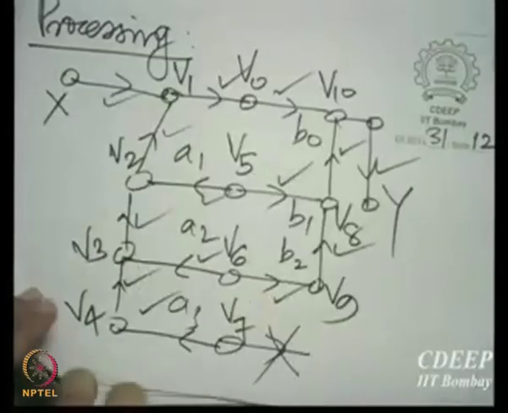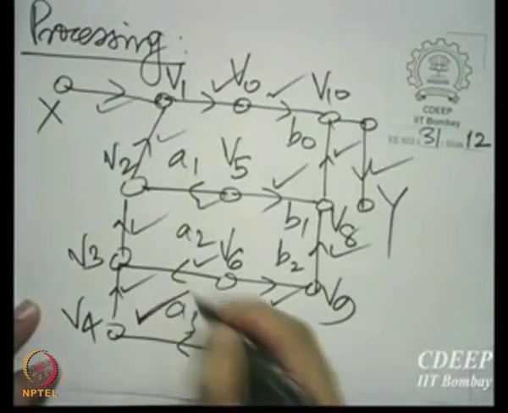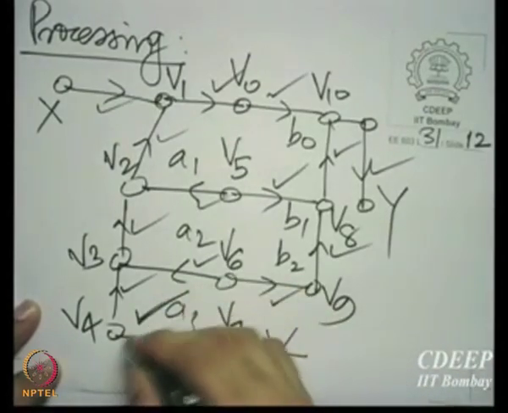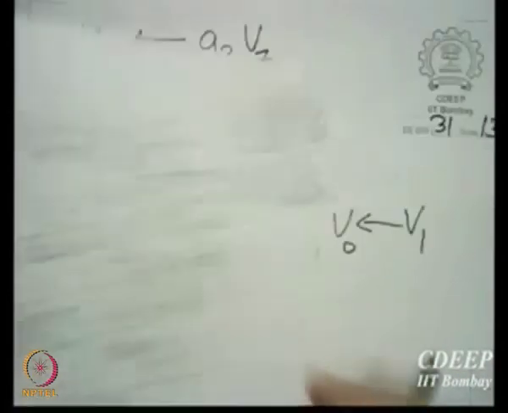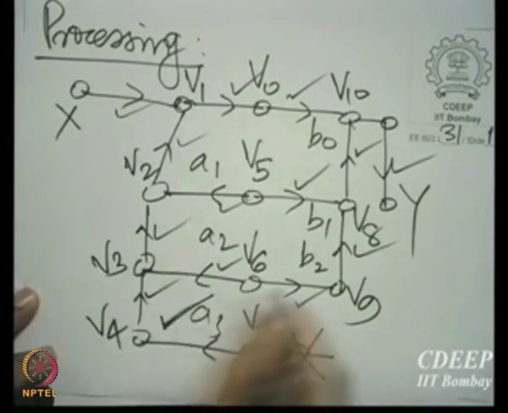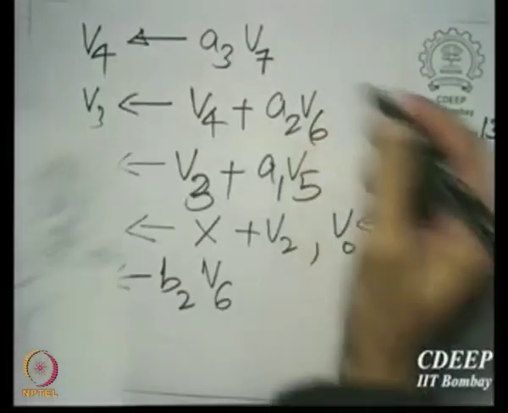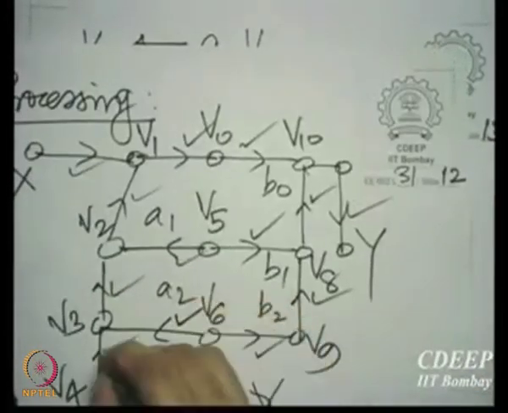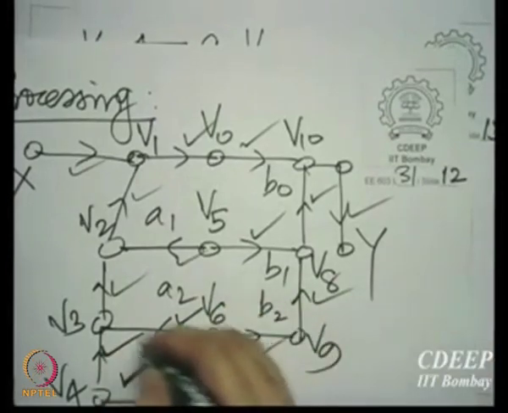So that takes, so let's start ticking things. So we have taken care. We have to take care of edges one after the other. So V4 is A3 times V7. The next step is to compute V3. V3 is essentially whatever is the material on V4 plus A2 times V6. So we've taken care of these two now. So let's put a double tick on them.